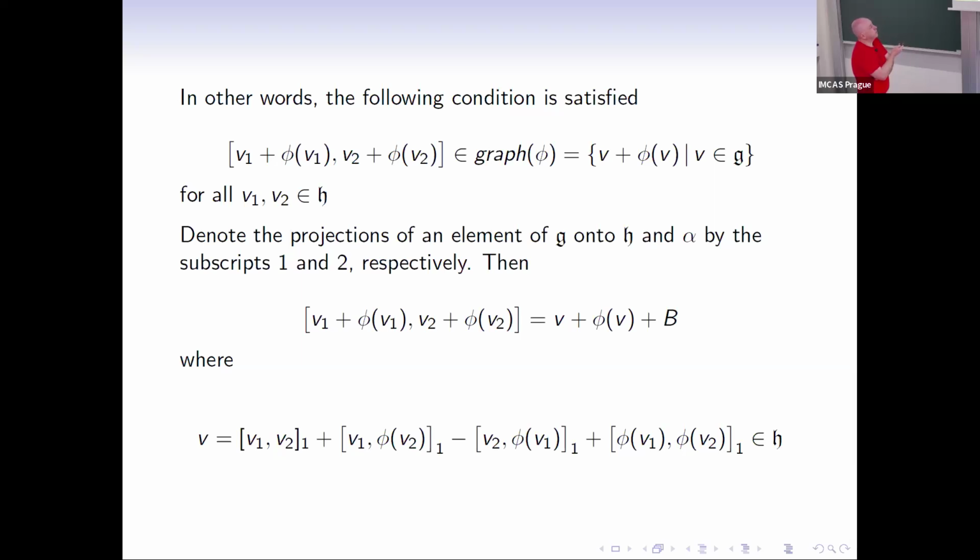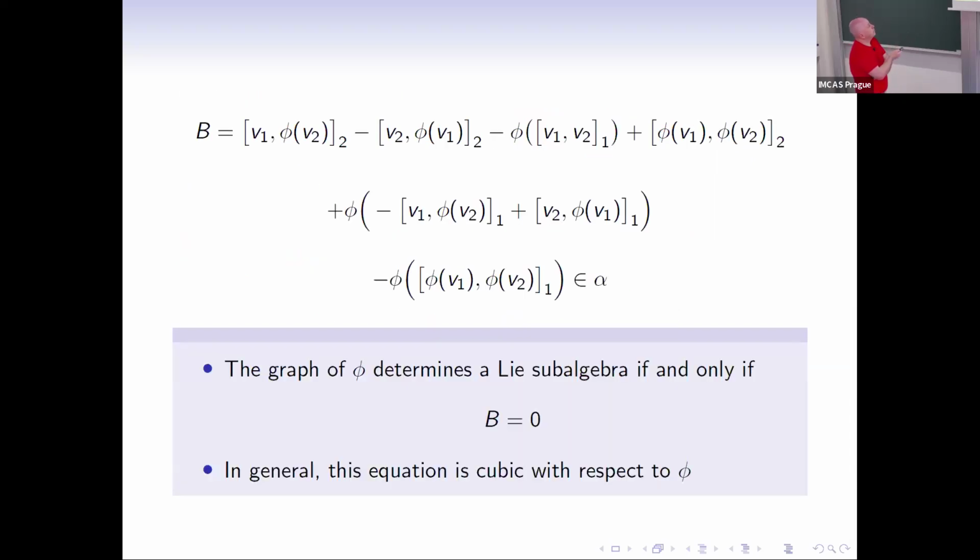Now let's try to see what will be the equation for phi to satisfy this property. So let's take the bracket. Again, it's a kind of simple exercise, although usually people don't do this for a general A. But it's not complicated to see that the bracket will be v plus phi(v) for some fixed v, which can be defined like that. So it's the bottom line, plus some correction. And this correction looks like that, right? It's pretty long, but I will show you what this term means geometrically.